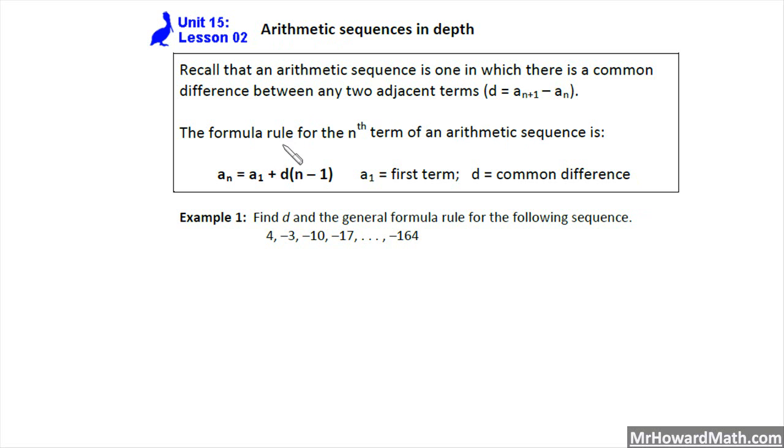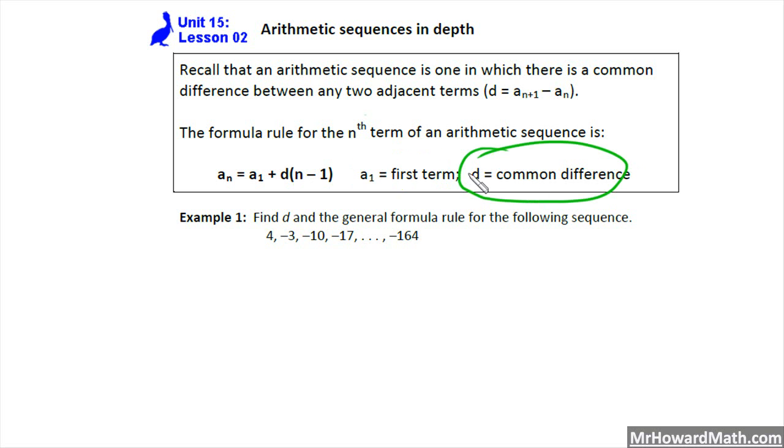That can technically be a positive or negative number that we're adding. So you could look at it as we're either adding or subtracting. So the formula rule for the nth term, so that means we can find any term in the arithmetic sequence. We could find the 27th term, we could find the 33rd term, etc. using this pattern right here. That is given as a sub n equals a sub 1, that would be the first term, plus the common difference times the quantity n minus 1. So a sub 1 again is the first term, and d is that common difference.